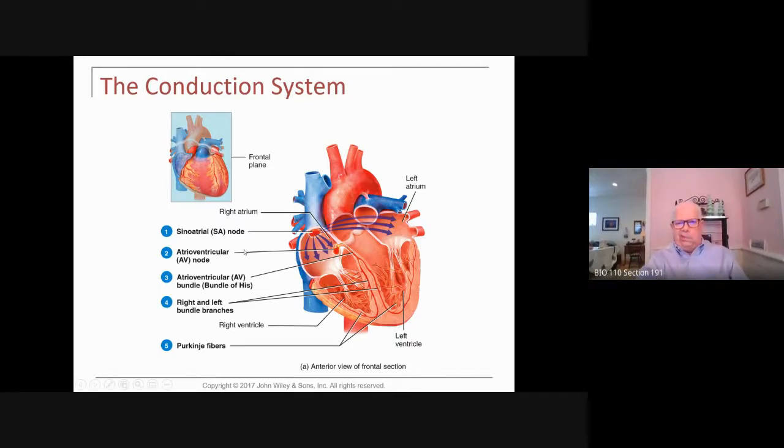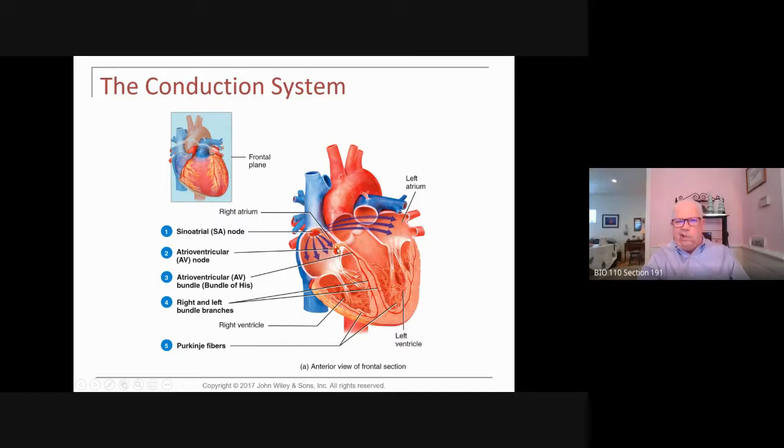The conduction system starts in the sinoatrial node, known as the SA node. It is in the right atrium. It is the pacemaker of your heart. It sends conduction into the AV node. The AV node is just what it says. It's in between the atria and the ventricle on the right side.